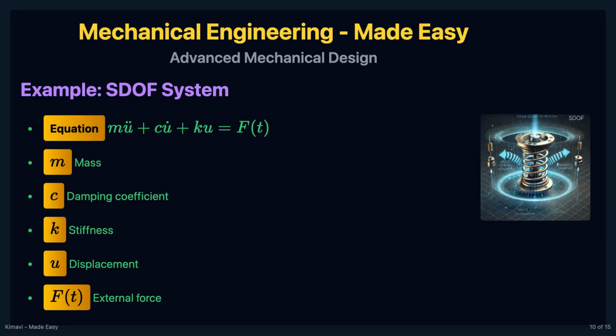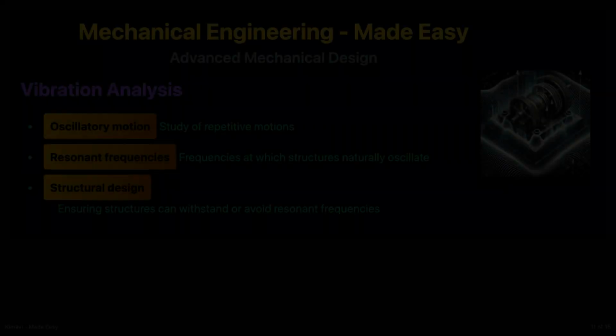Let's consider a single degree of freedom system, like a mass spring damper system. The equation of motion is mass times acceleration plus damping times velocity plus stiffness times displacement equals the external force as a function of time. In this equation, m represents the mass, c is the damping coefficient, k is the stiffness, u is the displacement, and f(t) is the external force.